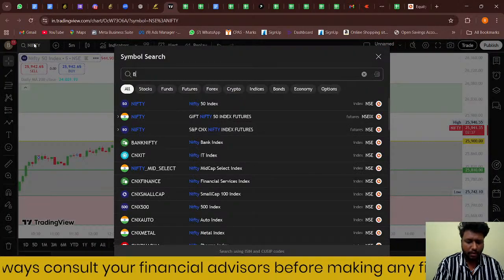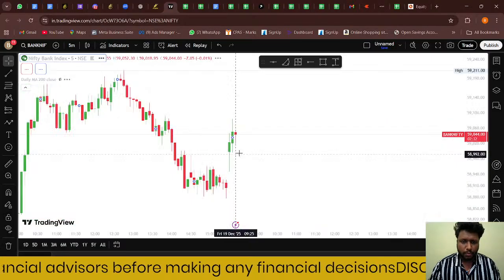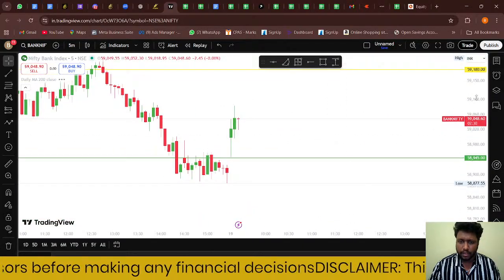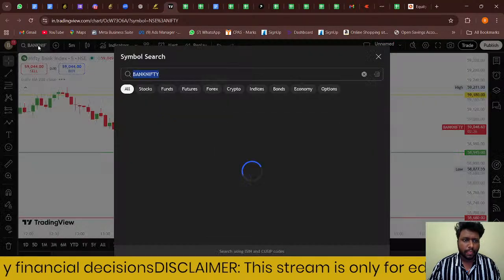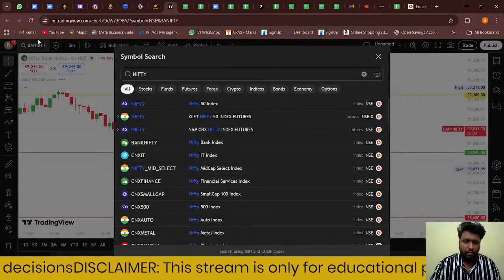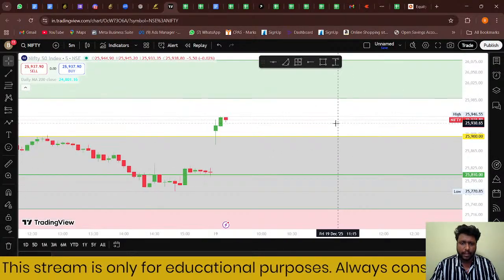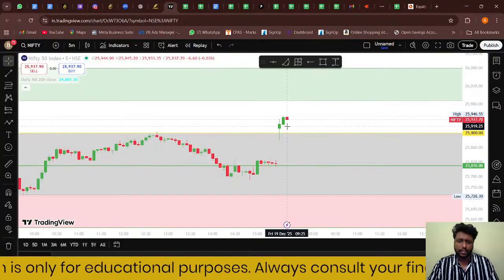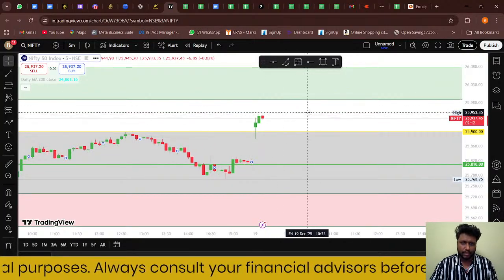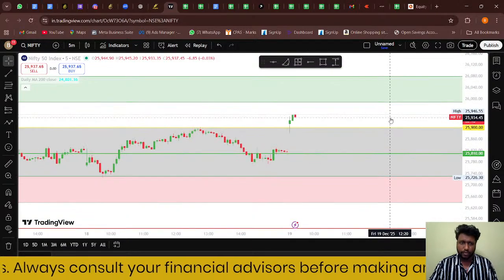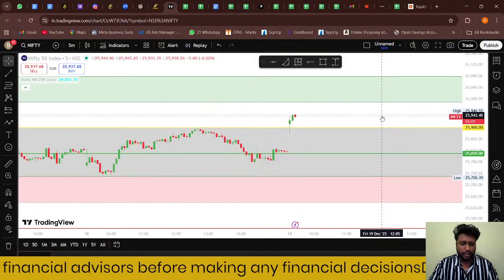So Bank Nifty we'll check once. Bank Nifty is now mirroring Nifty only. So anyway, guys, wait for this level to retest before taking an entry. You should plan your entries on either of the levels which we have marked. We'll respect whatever setup we have built. So we'll wait for that.